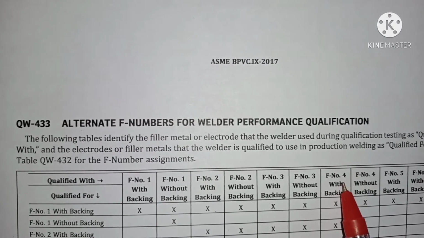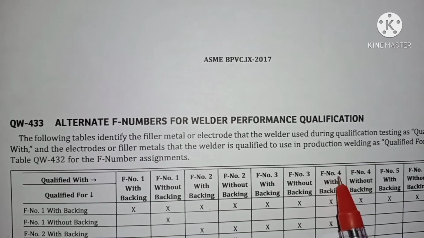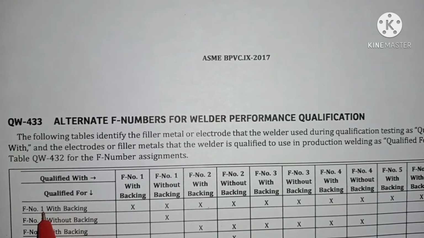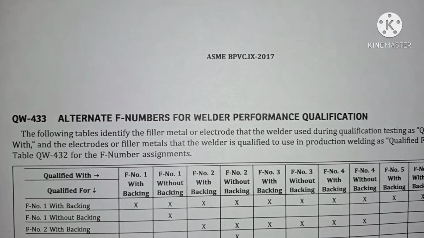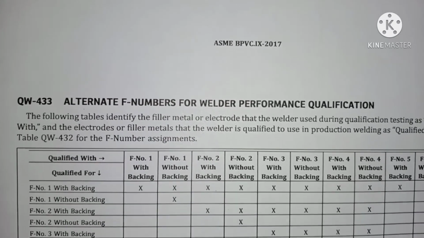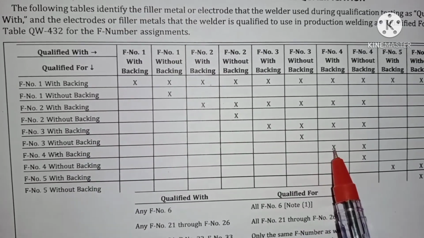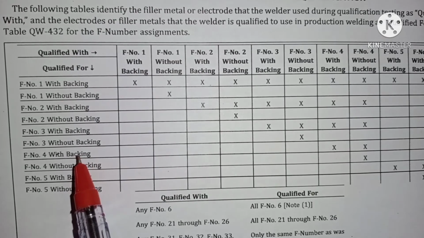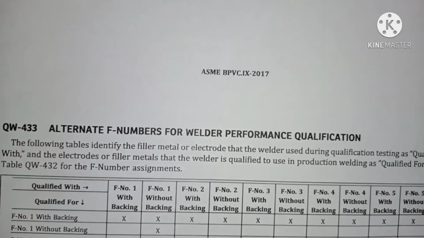Here our welder welded with F number 4 with backing. So this is the actual case. So the range qualified is, first one is F number 1 with backing, then second one is F number 2 with backing, then third one is F number 3 with backing, then fourth one is F number 4 with backing. So these are the ranges we selected from the table QW 433.